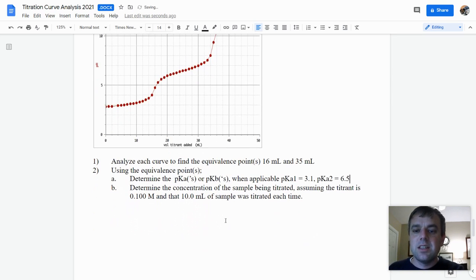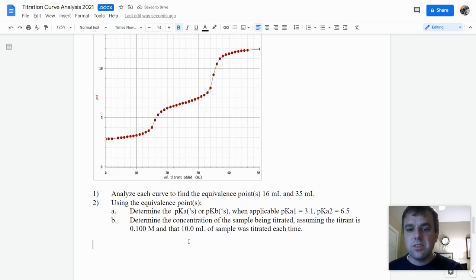Now to find the concentration of the acid, we just need to base all of this on the first equivalence point. So the molarity of the acid is going to equal the molarity of the base, which is 0.1 molar. We used 16 milliliters divided by 10 milliliters of the acid. And so the molarity would be 0.16.